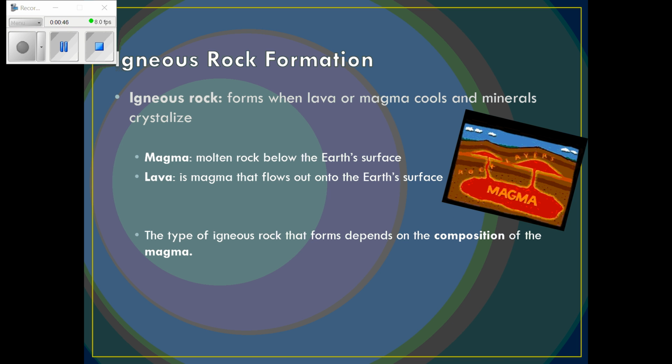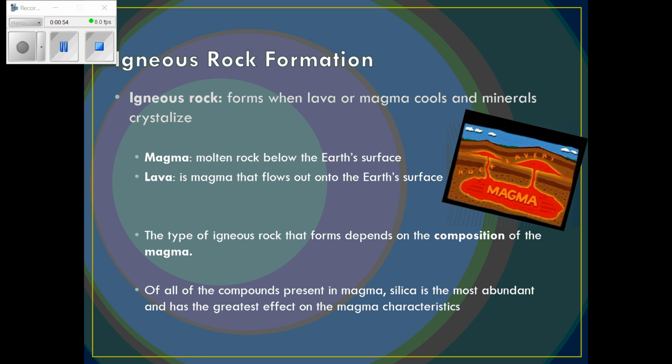All right, so the type of igneous rock we get will depend on the composition of the magma. In other words, what type of minerals or elements are inside that magma. Of all the compounds present in the magma, silica is the most abundant and has the greatest effect on the magma characteristics. We have three types of magma: basaltic, andesitic, and rhyolitic.